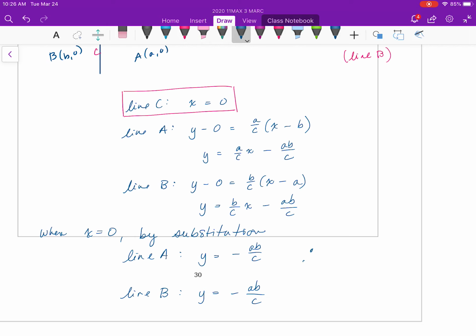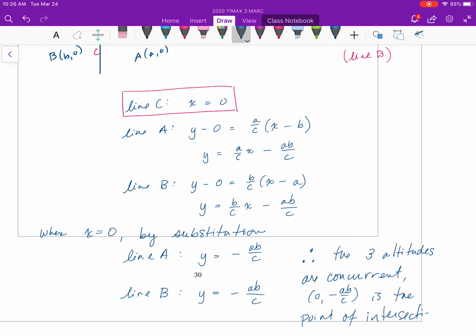So what that tells us is, therefore, the three altitudes are concurrent, intersecting at (0, negative ab on c), which is the point of intersection. And we have proven that these three altitudes are therefore concurrent.